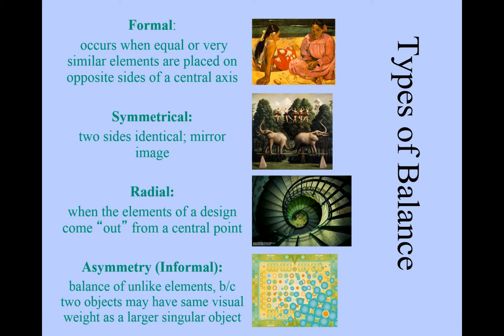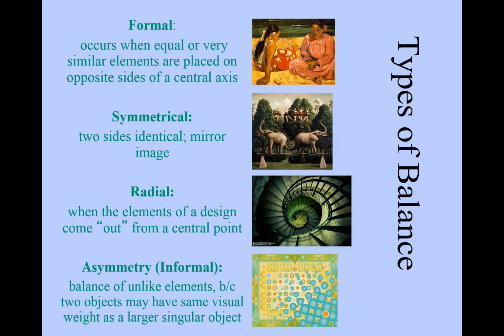Radial. It is when the elements of a design come out from a central point. So if I look at the picture, or I imagine a flower in my head, if I look at the center of the flower or the center of the staircase, everything gets bigger and bigger as it comes out from that point. So all of the petals would get bigger and bigger as they come out from that central point in a flower. And asymmetry or informal symmetry.